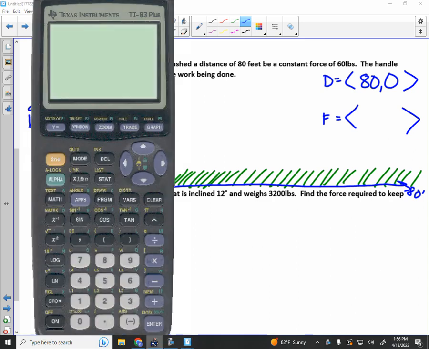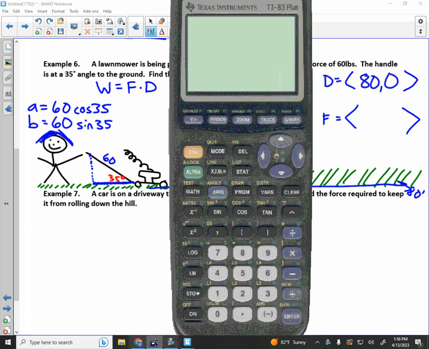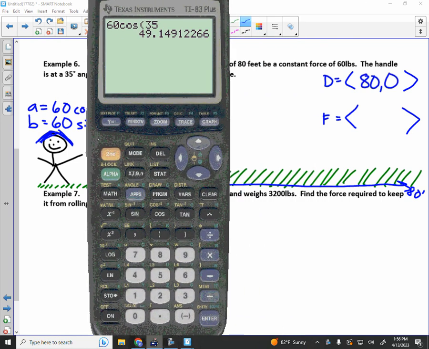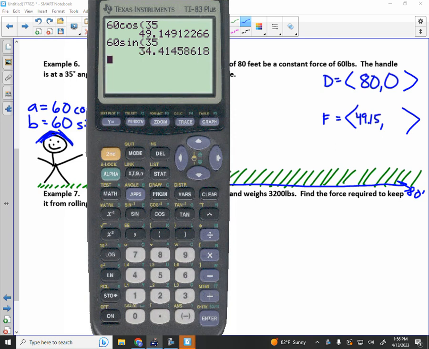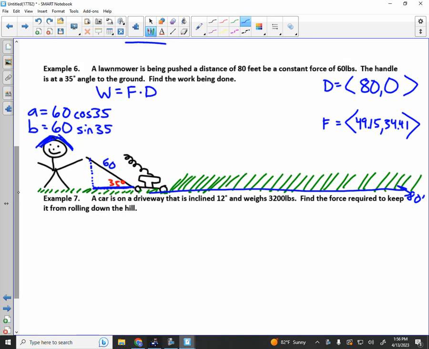I take out my calculator. I'm going to let you answer that on your own. 60 times the cosine of 35, and I get 49.15. And I have 60 times the sine of 35, and I have 34.41. I've got my distance vector. I've got my force vector.